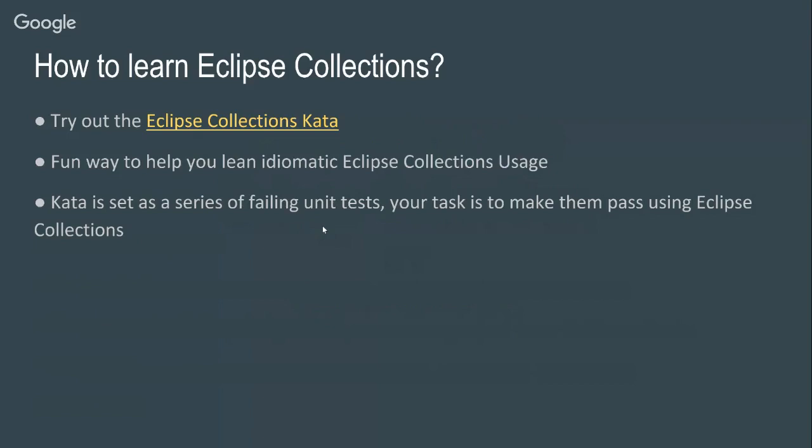The way the kata is set up is it is set up as a series of failing unit tests, and as you go through each section, you get to learn new concepts, and your task is to make them pass using Eclipse Collections. I will be using the kata during this presentation for the live demo. And so you can see what I'm going to do is I'm going to start with the download, and then pull it up in Eclipse Photon, and then go on from there.